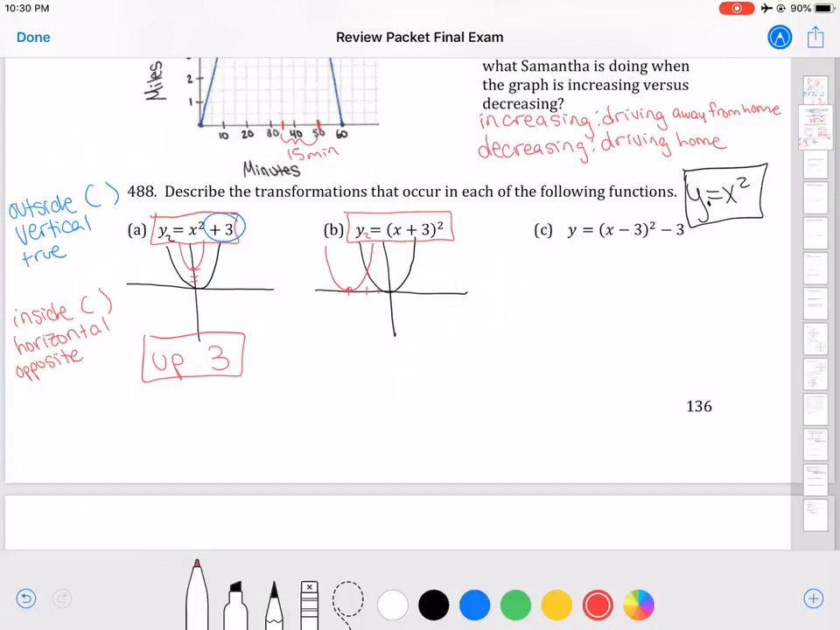And again, these are just sketches. They're not perfect. Okay, but it's shifted to the left 3 units. So that would be the way that I would do it using the graphing method.